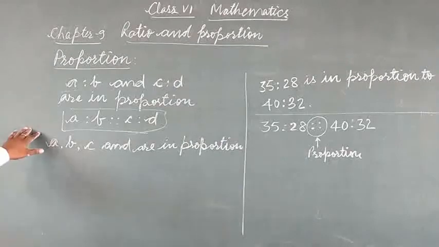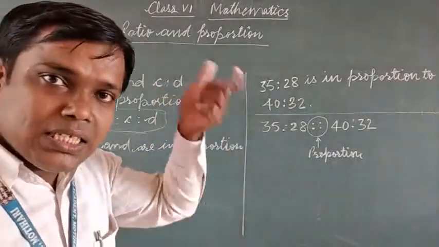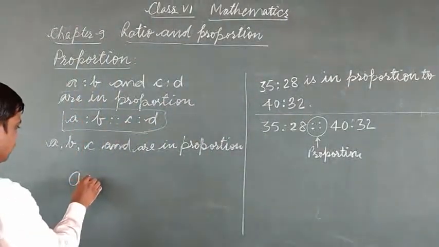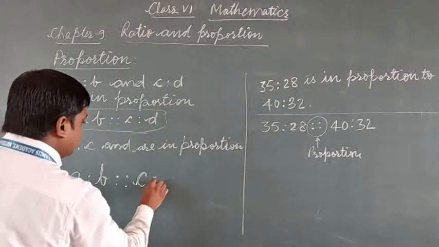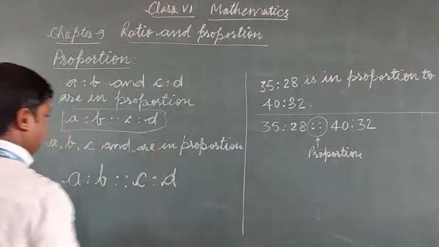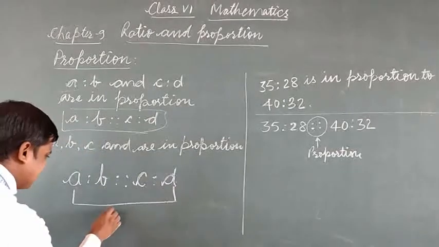Always remember, these terms of ratios are always in order, and if it is written A is to B proportion C is to D, then these two are called extreme terms.